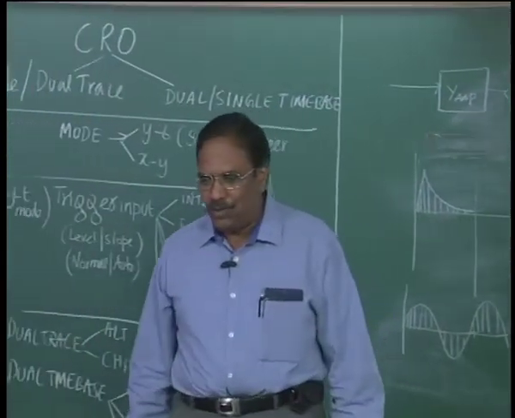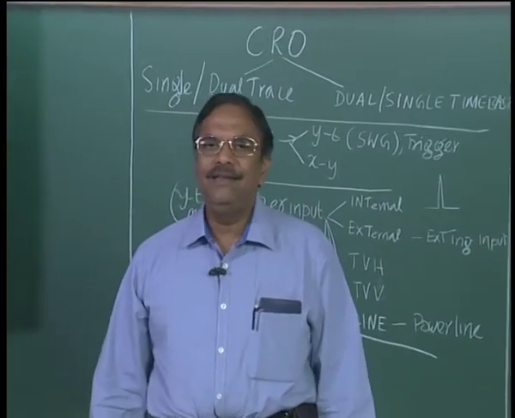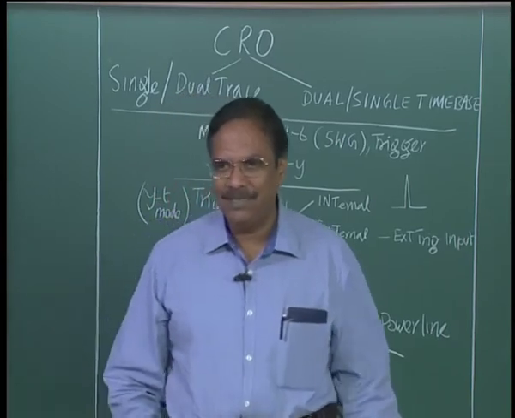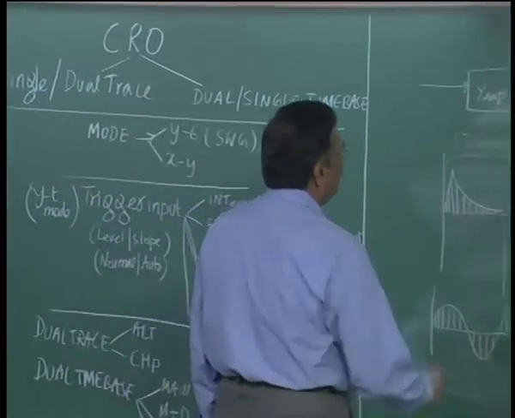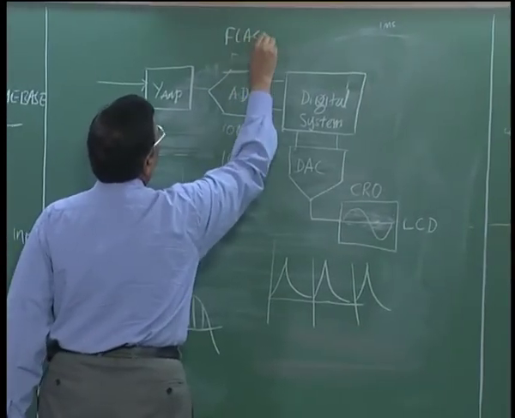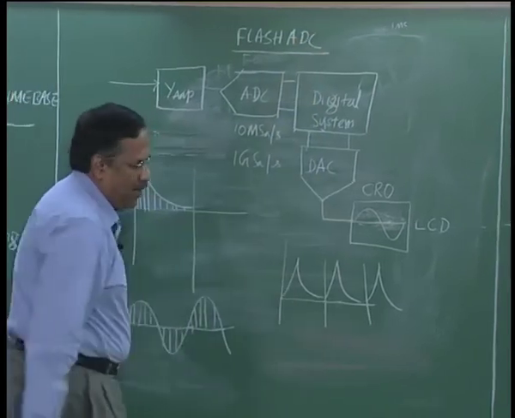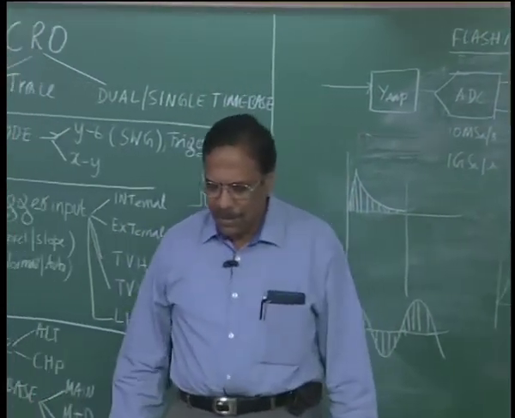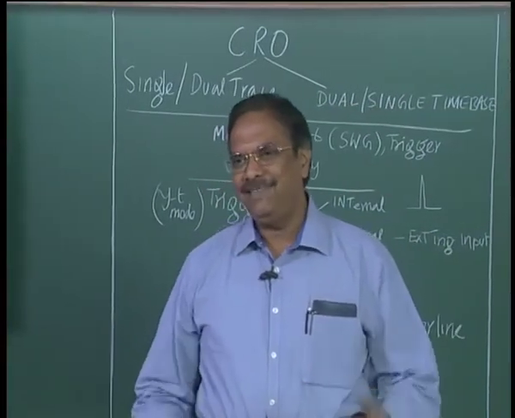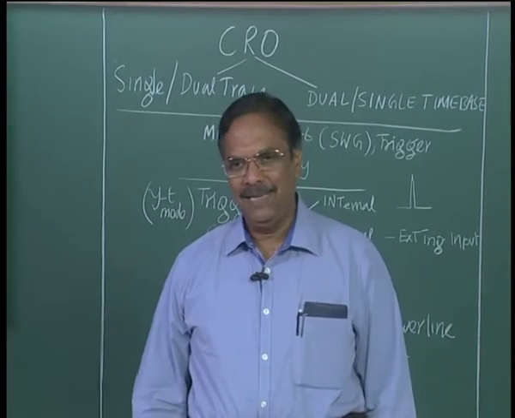So when I go into high speed conversion, then my ADCs can be of only one particular type. Basically they are flash AD converters. We will talk about the different types of AD converters. The ADCs employed in digital storage oscilloscopes are always of the flash ADC type, and the conversion rate is mega samples per second.